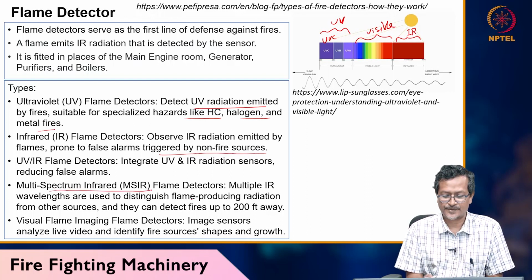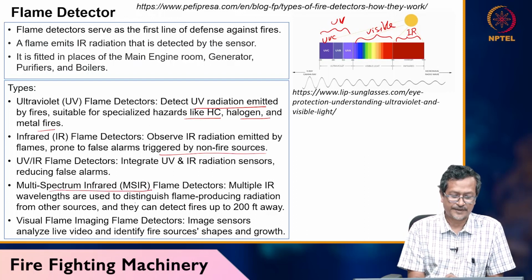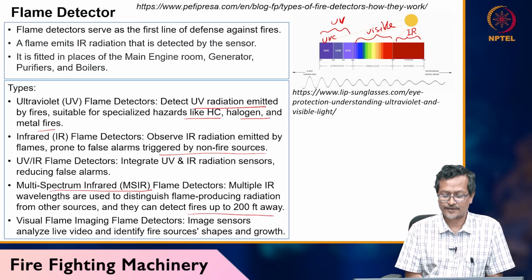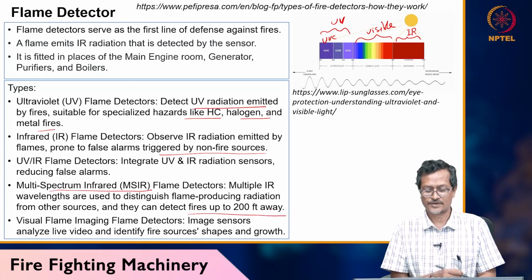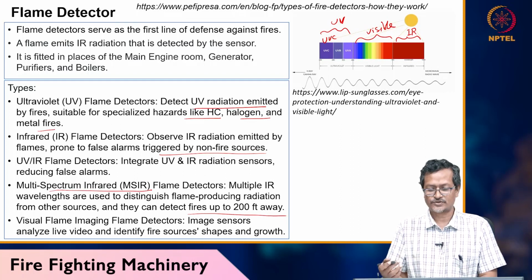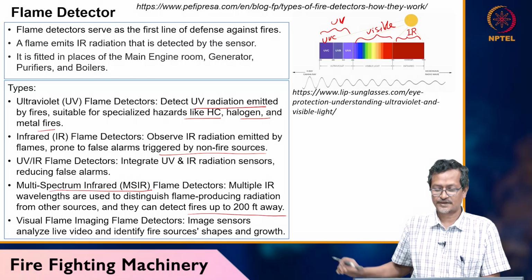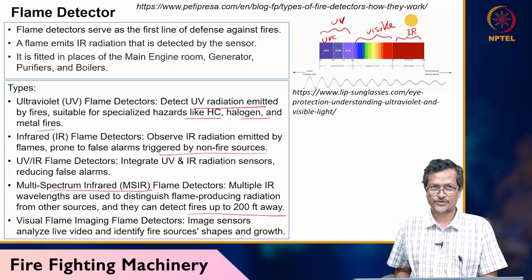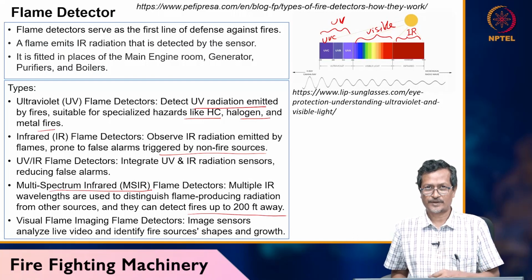Multi-spectrum infrared flame detector: multiple IR wavelengths are used to distinguish flame-produced radiation from other sources, and they can detect fire up to 200 feet away. So, even if it is away from the system, it can still detect. Visual flame imaging systems are also possible, and these days AI and other machine learning algorithms are also being used to develop newer types of technologies.